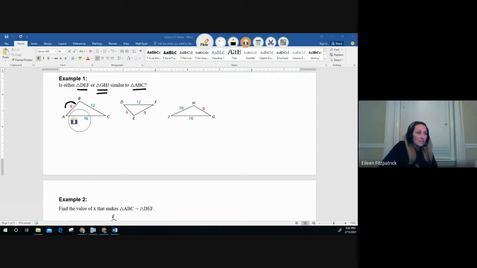Now, let's pretend for just a second that this information was not given. They didn't state the triangles. And let's pretend they used black ink for everything instead of using colored ink. How would you know which sides match up?